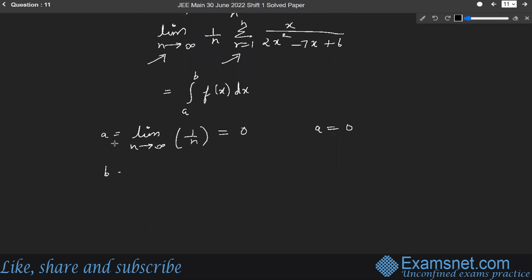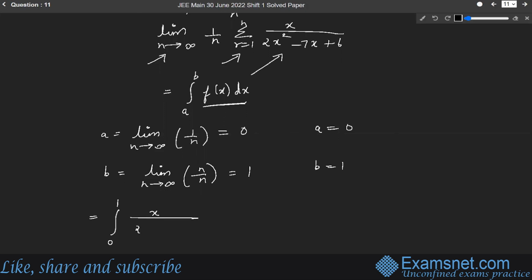Similarly, for b, we will have limit n tends to infinity n by n, so n by n will be 1. So the value of b is 1, and we have limits 0 and 1. What is the lower limit? Lower limit is a and upper limit is b. So we have integral of 0 to 1. And what is f of x dx? It is this function in terms of x. So we have this expression equals integral of 0 to 1, x upon 2x square minus 7x plus 6 dx.